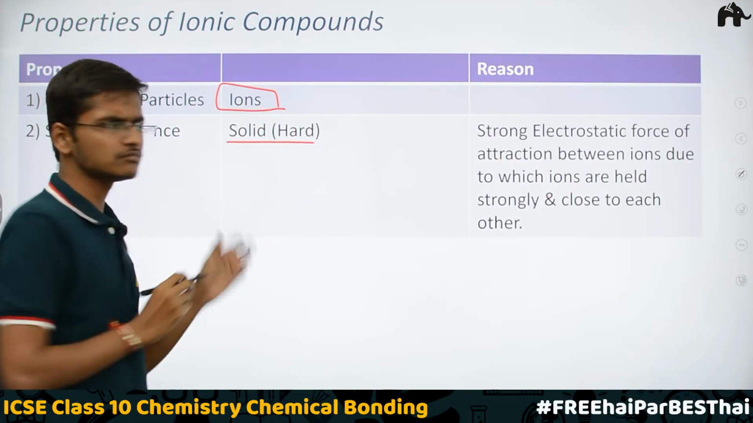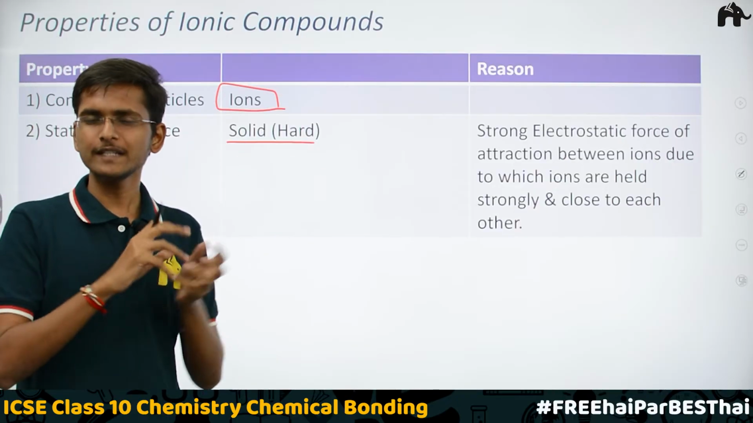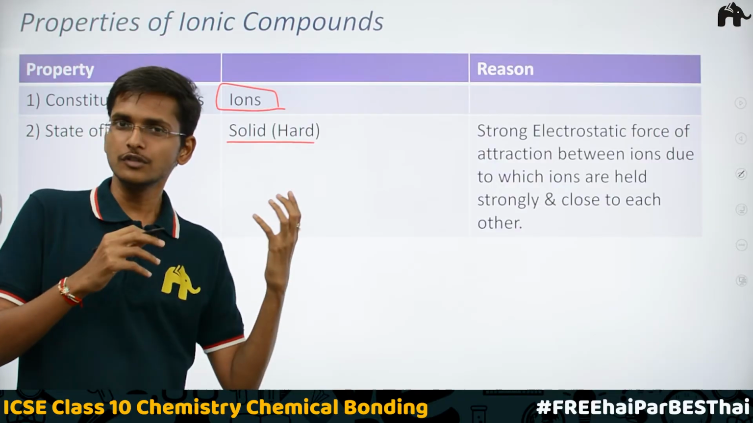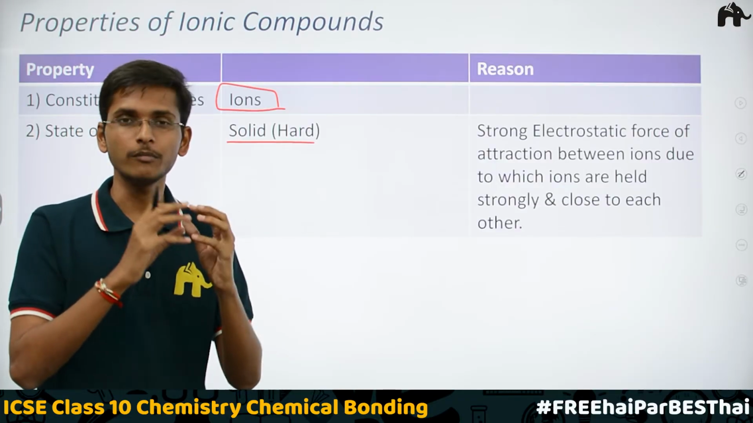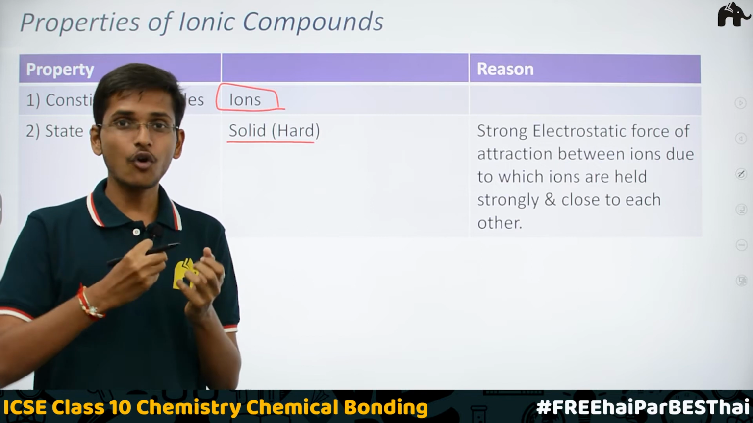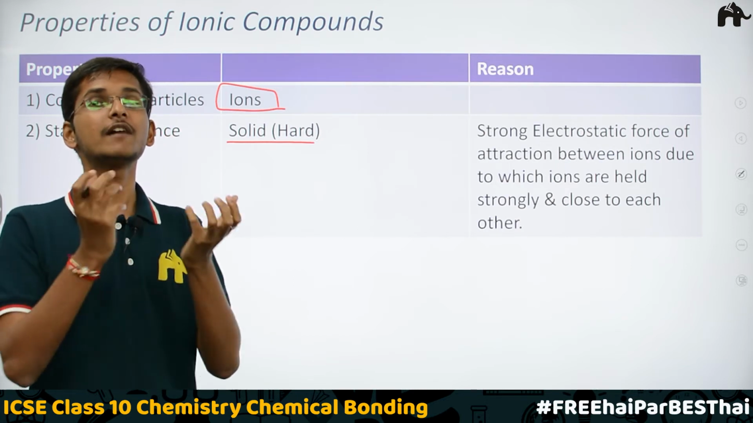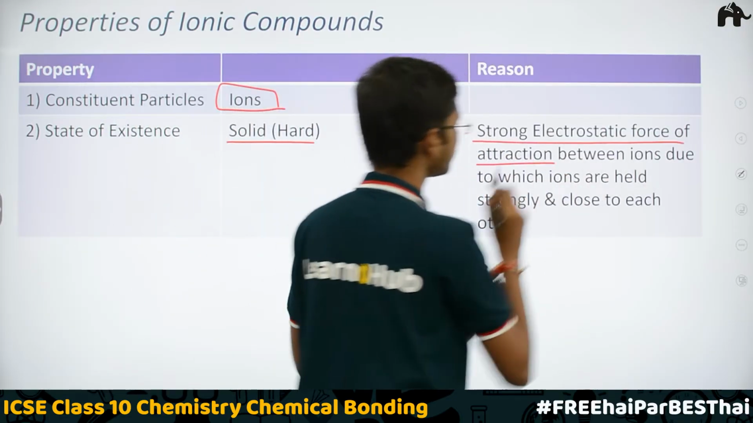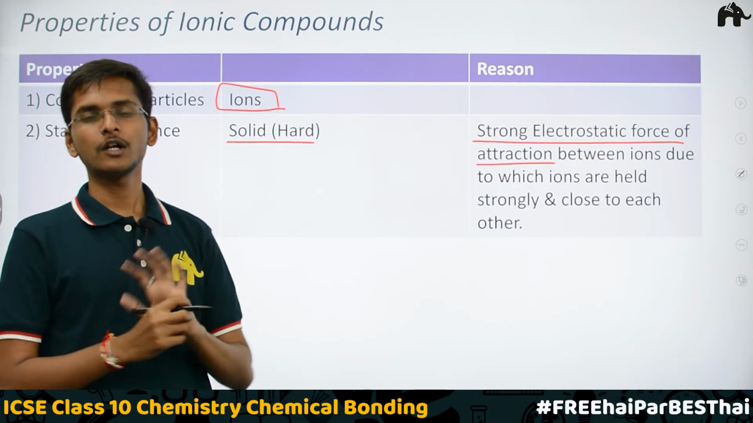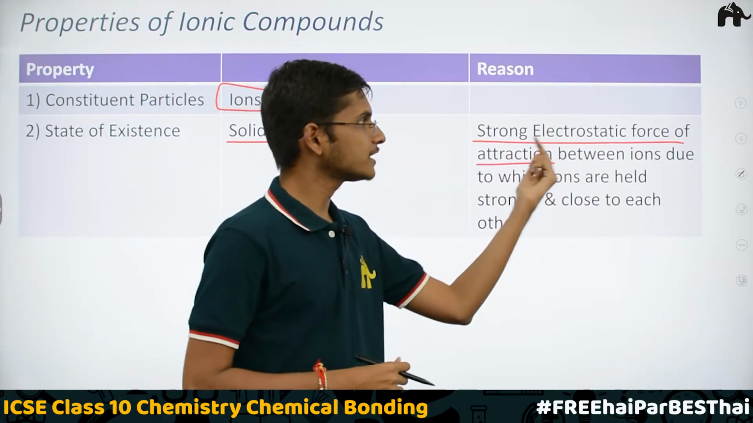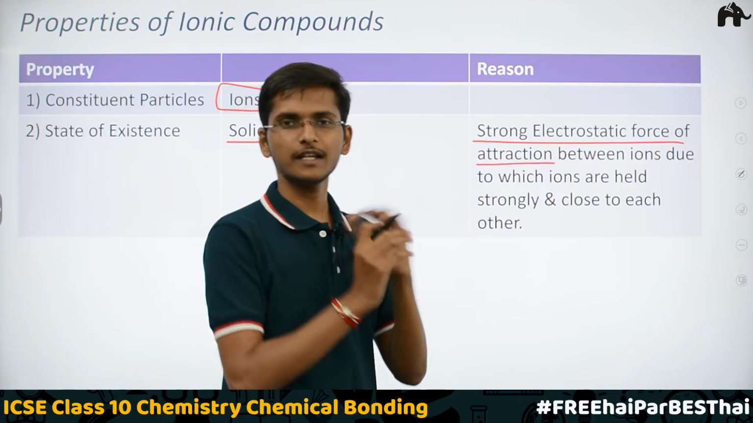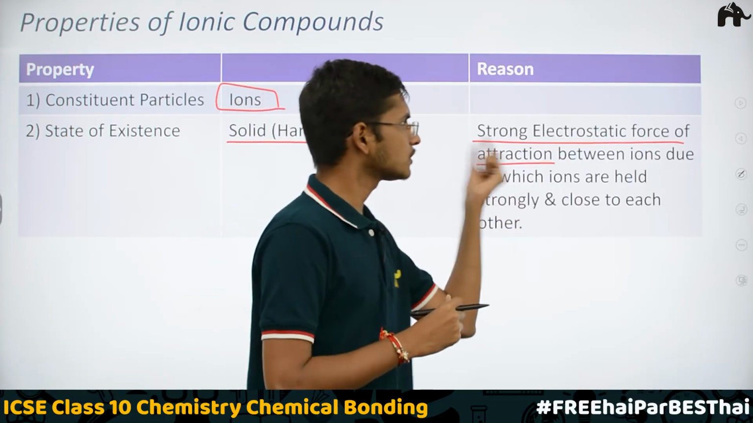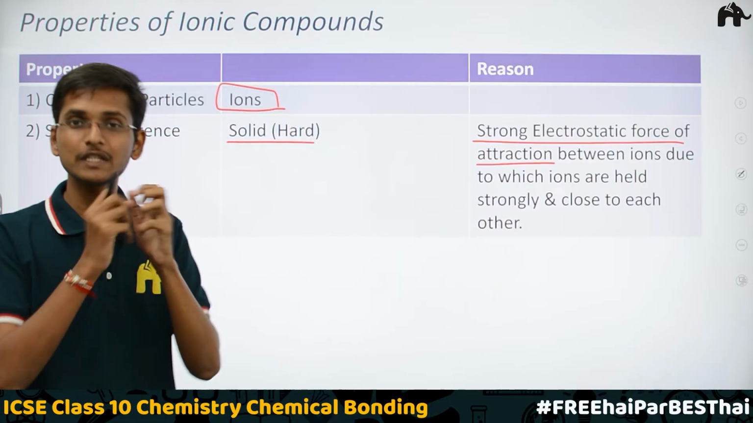Now let's know the reason why they are in solid state and why they are hard enough. When the ionic compounds are formed, what is happening? The strong electrostatic force of attraction is being developed between the ions, right? You have to remember this. This is a key word. If you miss any of the words, electrostatic or force or attraction, it would not mean the same thing. So the strong electrostatic force of attraction is developing between the ions.